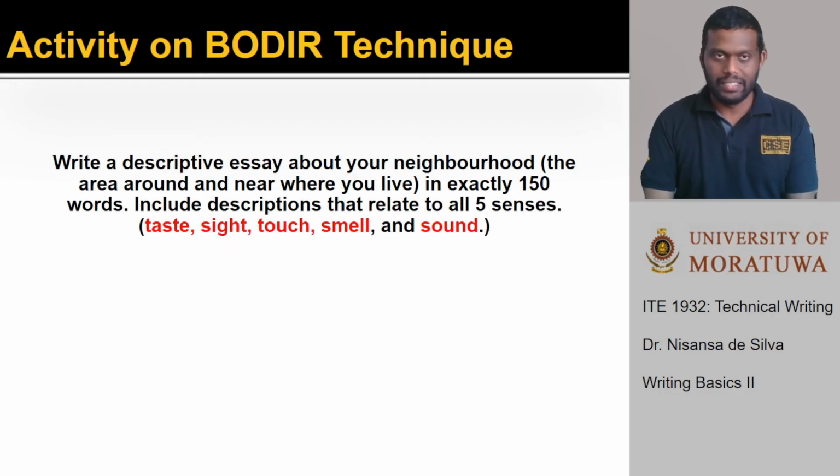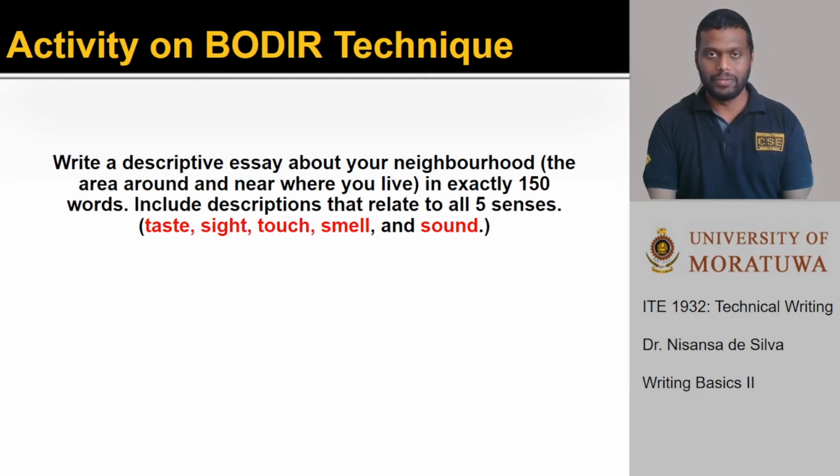Now, let's do an activity on the BODIR technique. Write a descriptive essay about your neighborhood, the place that you live in, the place that is around the place that you are living in, your neighbors, your road, the village, in exactly 150 words. Include the descriptions that relate to all 5 senses.